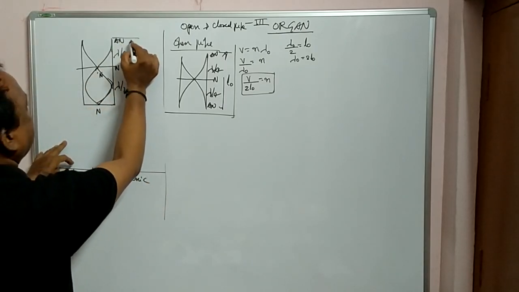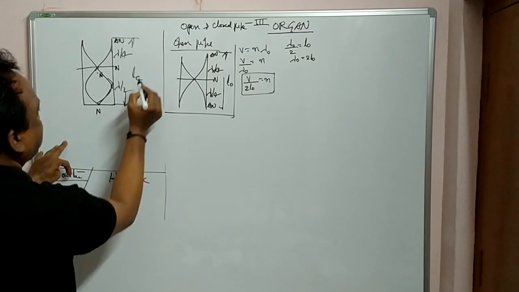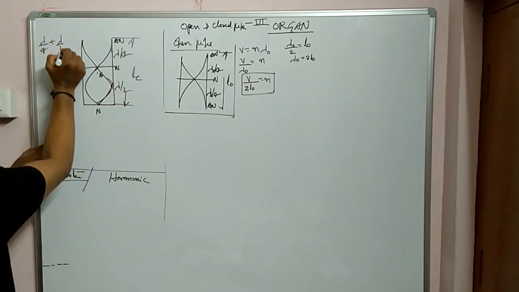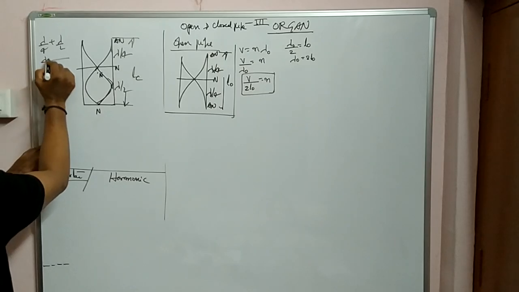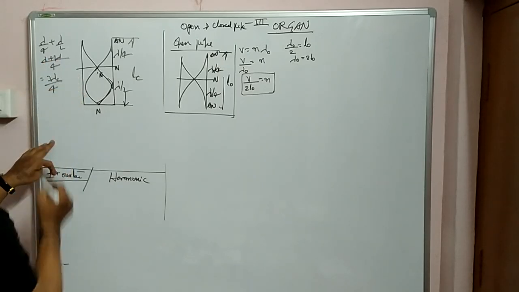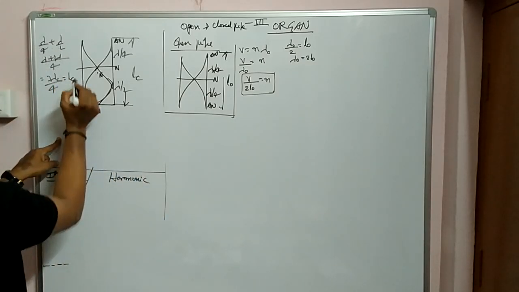What is the total length now? This is the total length of the closed pipe. So what is the total length? Lambda by 4 plus lambda by 2, what does it become? Lambda plus 2, that is 3 lambda by 4. I am using suffix C. So 3 lambda by 4 is the length of the closed pipe.